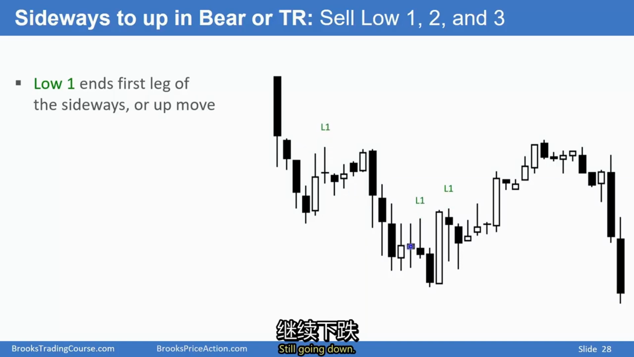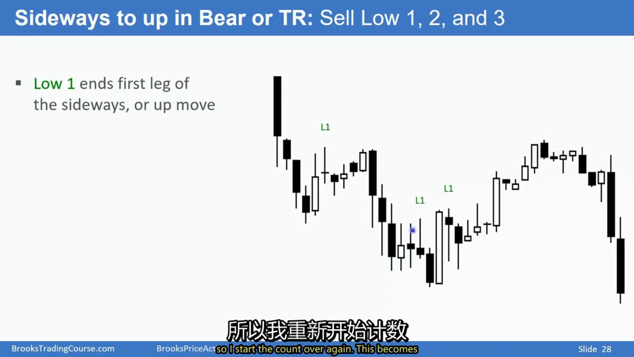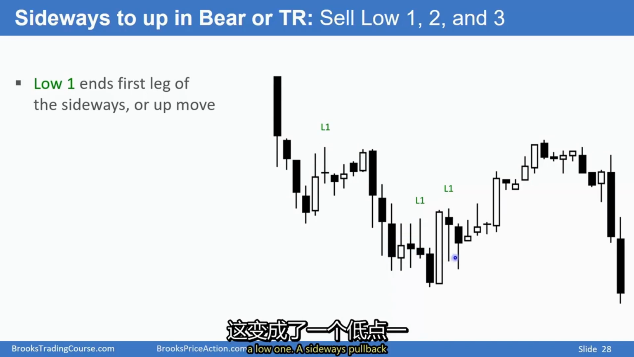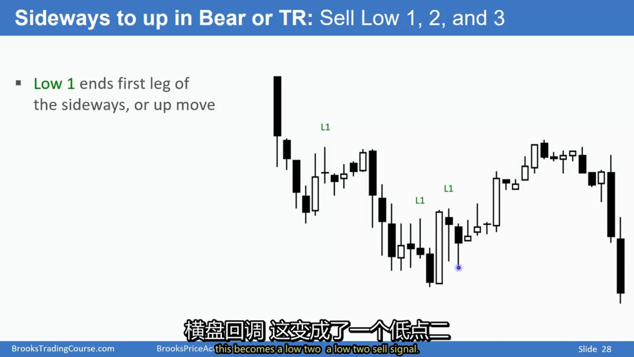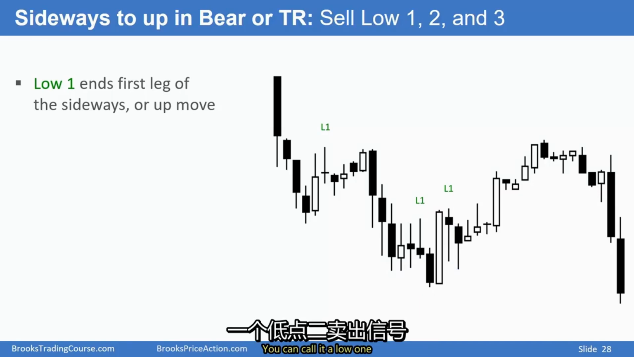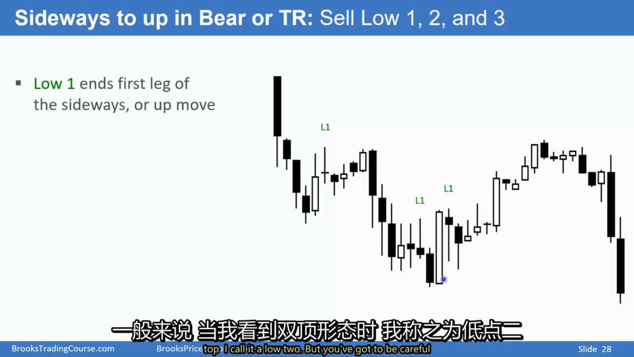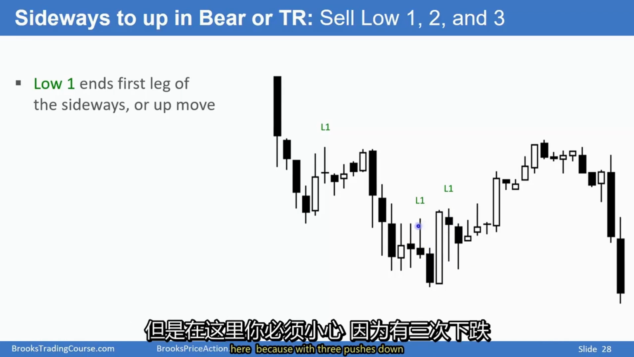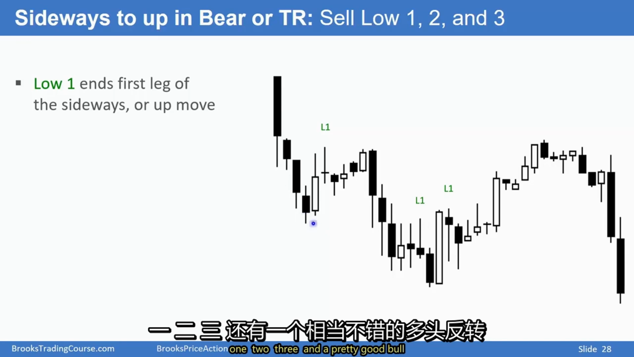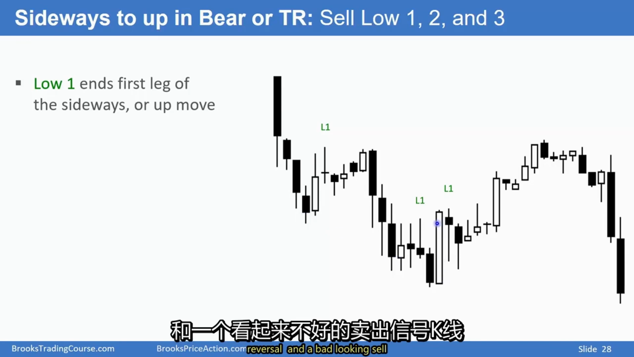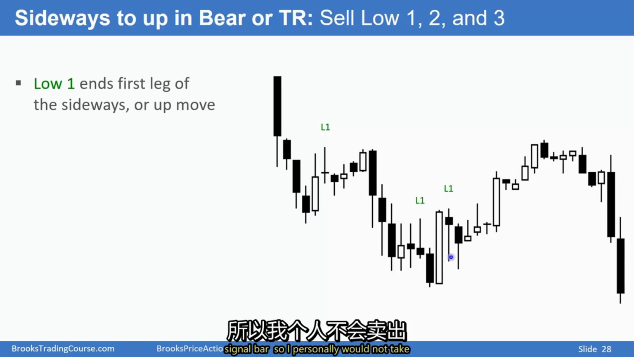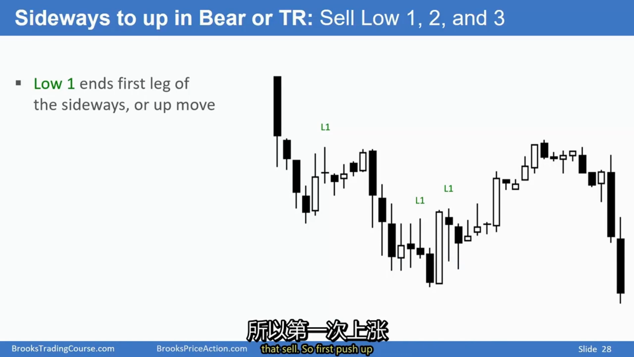Still going down, a new bear breakout, so I start the count over again. This becomes a low 1, a sideways pullback, this becomes a low 2 sell signal. You can call it a low 1 again. You could say we had a new low and it's a low 1. In general, when I see a double top, I call it a low 2. But you've got to be careful here because we're at 3 pushes down, 1, 2, 3, and a pretty good bull reversal and a bad looking sell signal bar. So I personally would not take that sell.